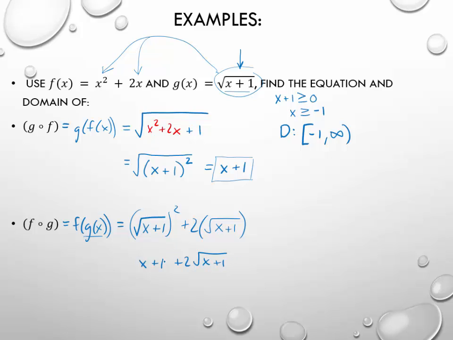Okay. So now how would you write this particular one? Technically you would write it as x plus 2 square root x plus 1 plus 1. If you wrote it the version above, no big deal. And so our domain didn't change, from -1 to infinity.